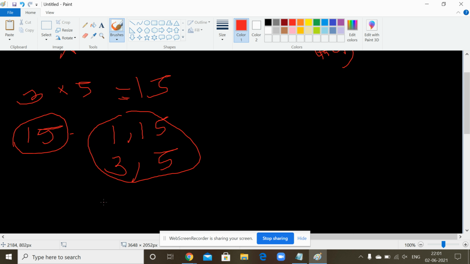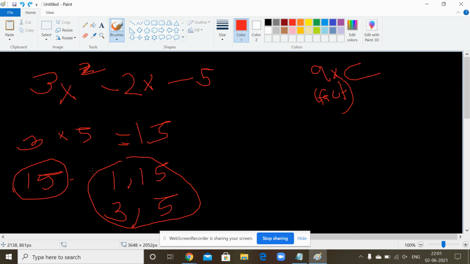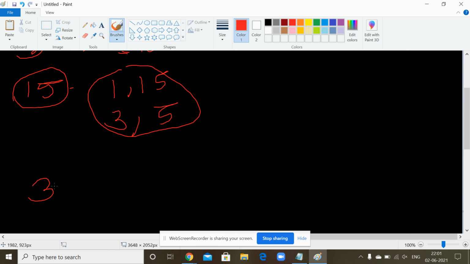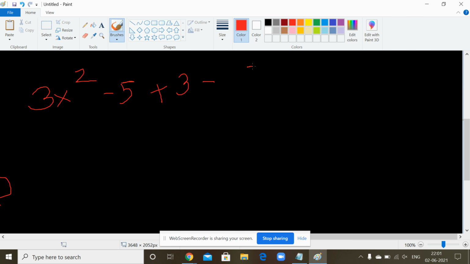3 minus 5. 3 minus 5 is equal to minus 2. So we will write 3x square, as I told you, the same as here. Then minus 5x plus 3x, and again the last value, that is minus 5. Sorry, I forgot to add x here.